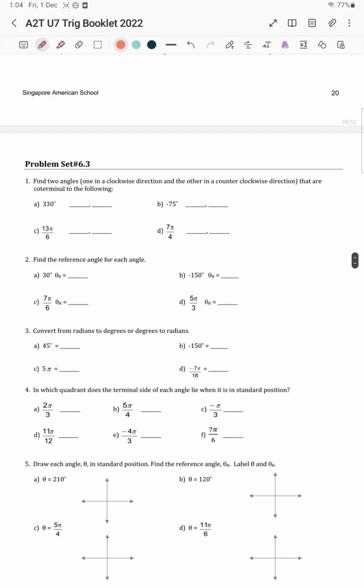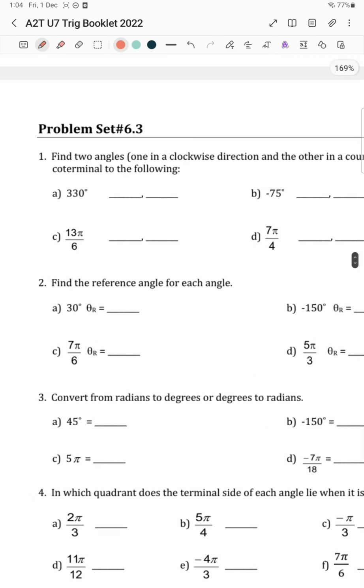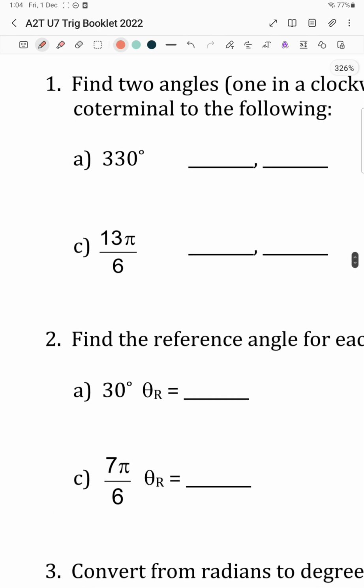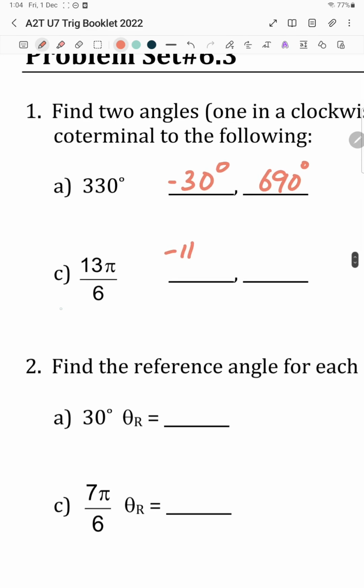Find two angles, one in clockwise direction and other in the counterclockwise direction, that are coterminal of the following. So simple, coterminal find करने के लिए plus minus 360 degrees करेंगे. So we are just going to do plus minus 360. माइनस 360 डिग्री क्या होगा, इसमें हम करेंगे plus minus 2π.